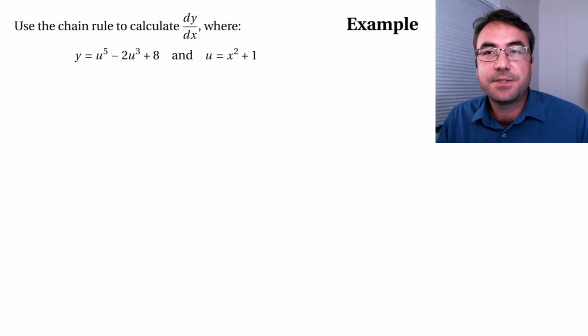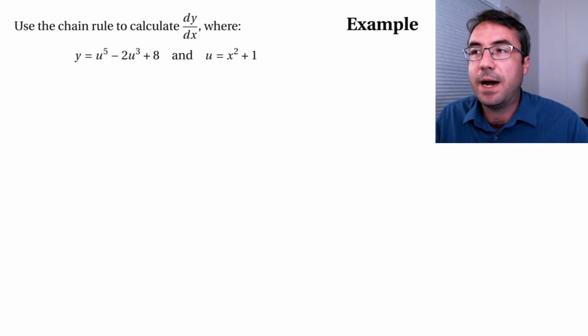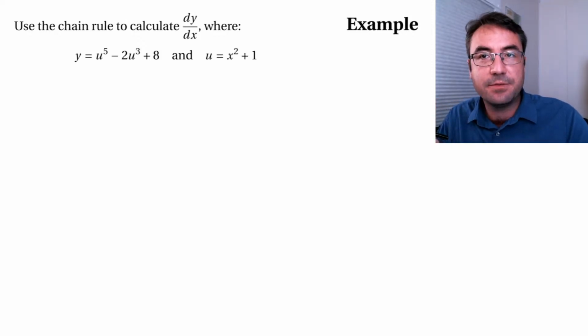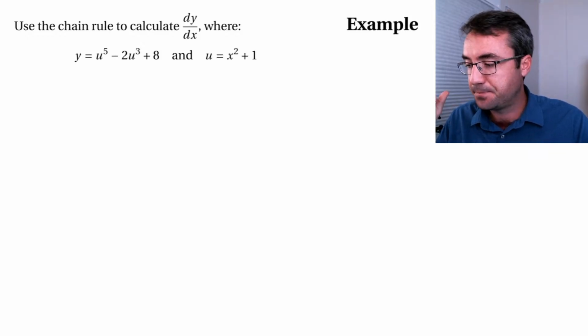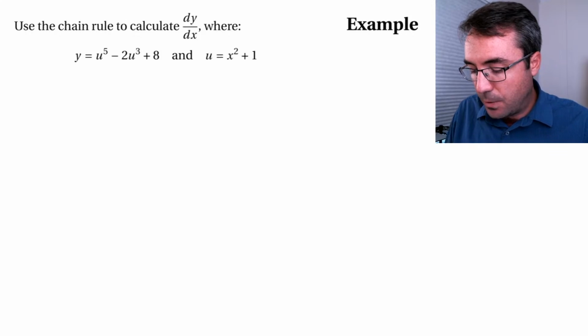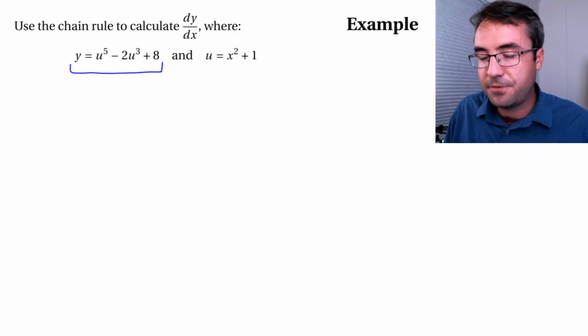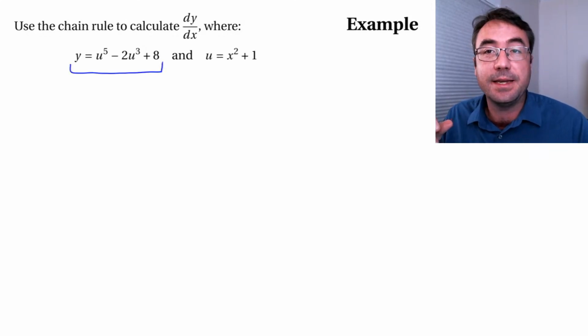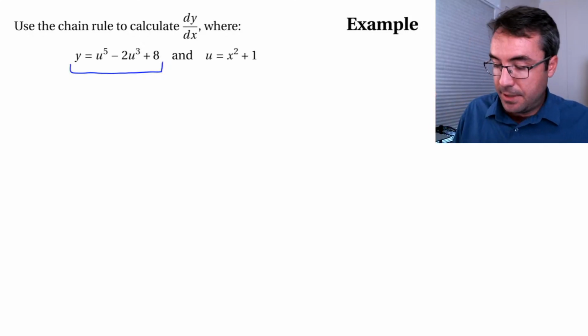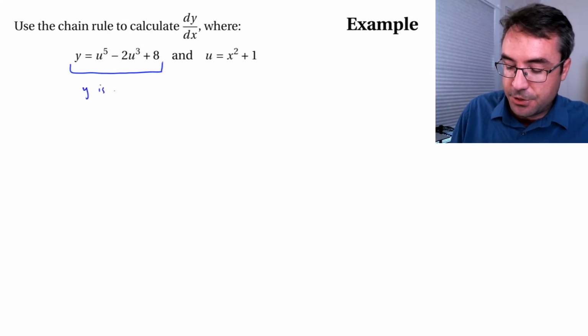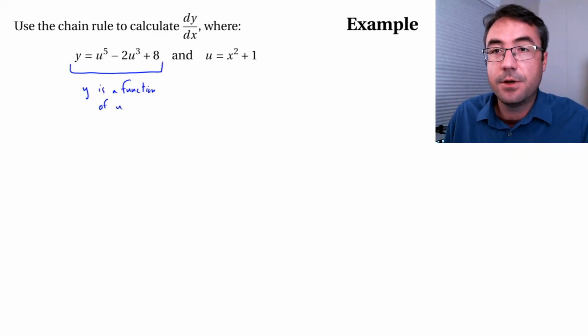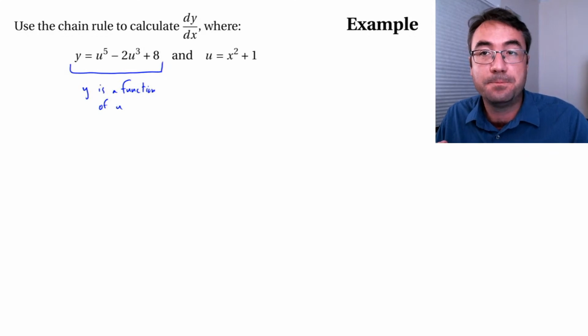All right, so let's say we wanted to calculate the derivative dy dx, where y was given as a function of u, and then u was given as a function of x. So when we look at y, it says we're given y is equal to u to the power 5 minus 2u cubed plus 8. So this is really y as a function of u. As it's written, y is given as a function of u.